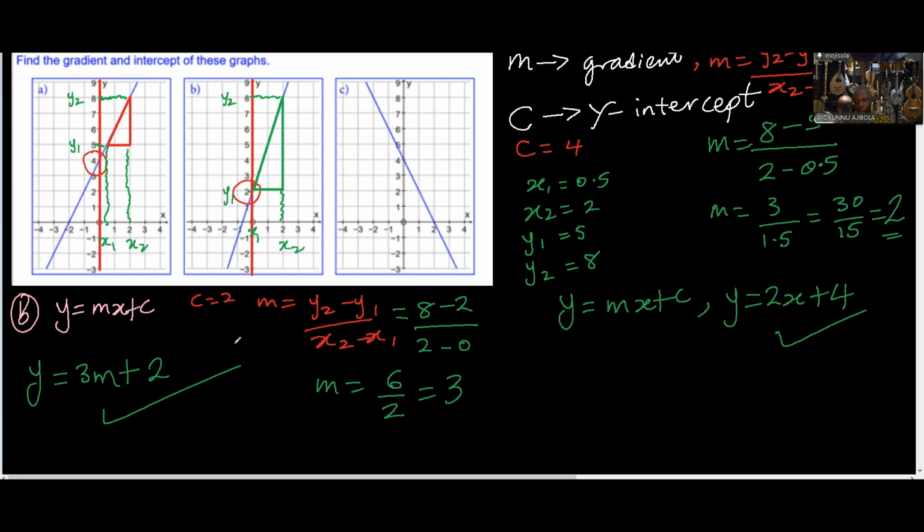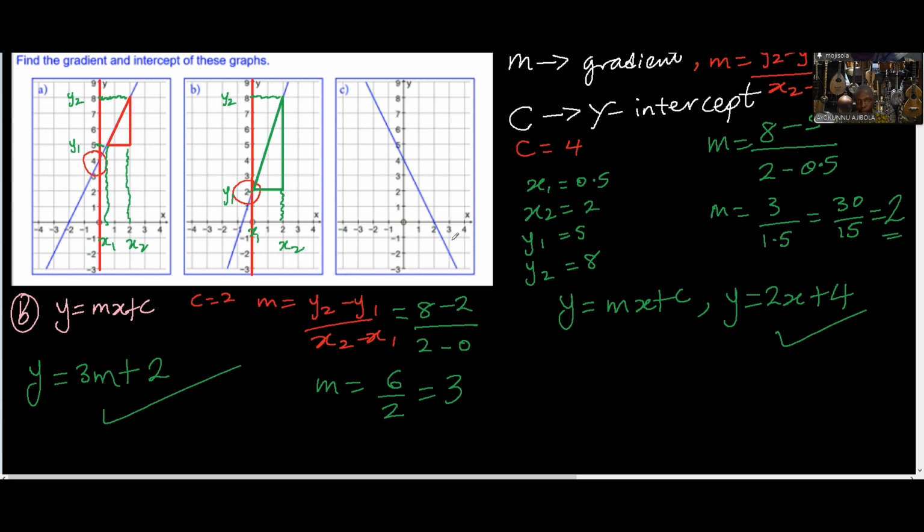Good. Can we do the third one? Oh, I said you would do that one as an assignment on Saturday. Okay, is that clear? What you are seeing on the third one is that the line is not facing upward. It is a decreasing value, a negative graph.